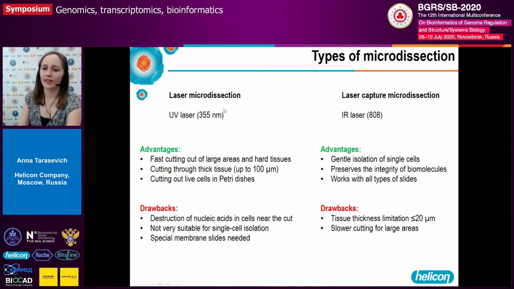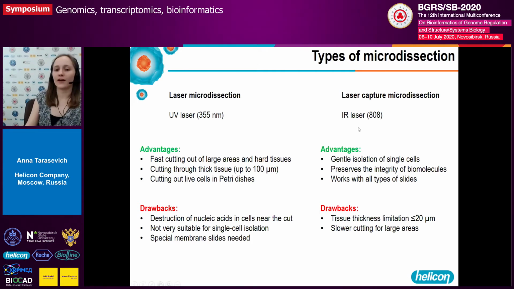So with the laser microdissection, with the UV laser, which is very strong, we can cut large areas of tissue or hard tissues like bones very fast. And so we also can cut live cells in petri dishes. But the drawback is that the UV light can destroy some nucleic acids or biomolecules near the cutting edge. This is why it's not very well suited for single cell isolation. And special membrane slides are needed, which are expensive.